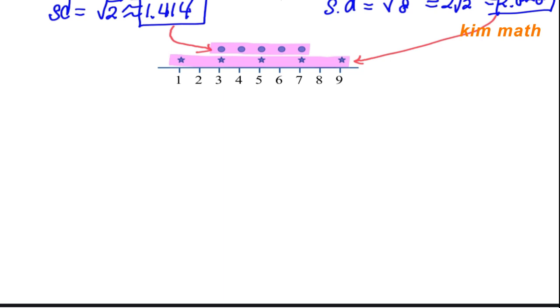Okay, let me briefly summarize one more time. Variance is defined as sigma of xi minus mu squared over n. This is for population.